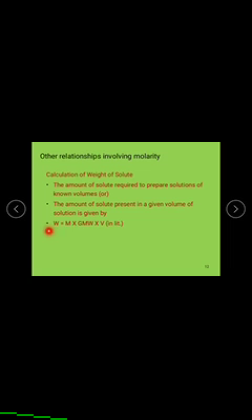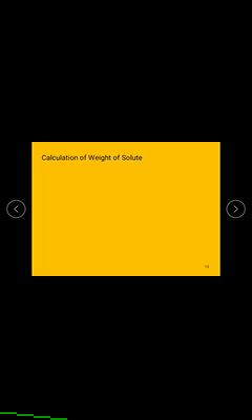Just now we discussed, for the preparation of the standard solution, how to calculate the weight of the solute. That formula comes from the molarity equation: W = M × GMW × V (in liters), where W is the weight of the solute, M is the molarity, GMW is the gram molecular weight of the solute, and V is the volume of the solution.